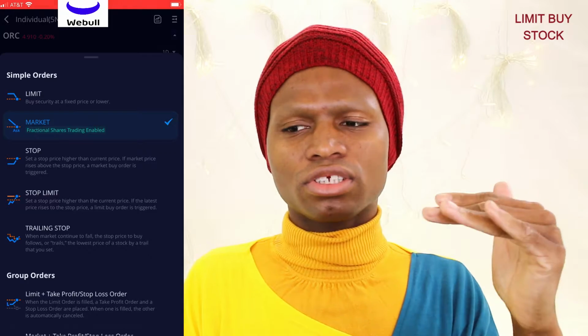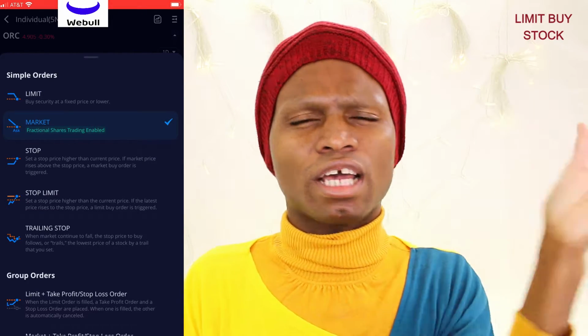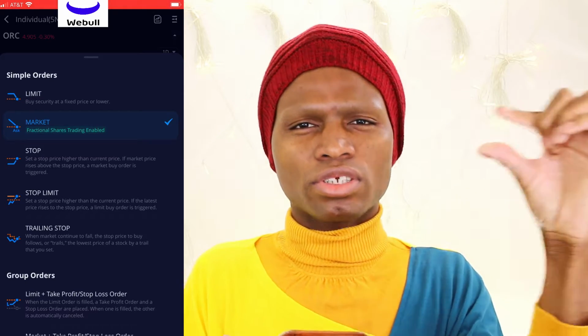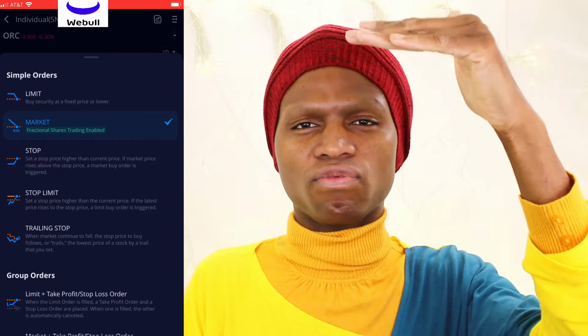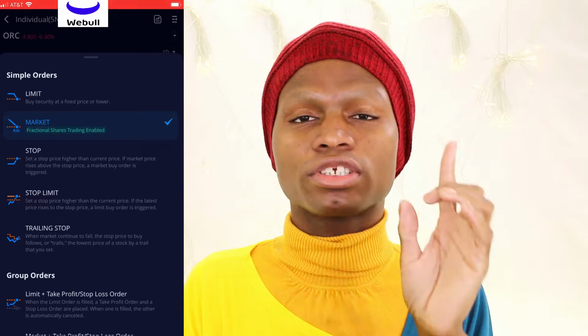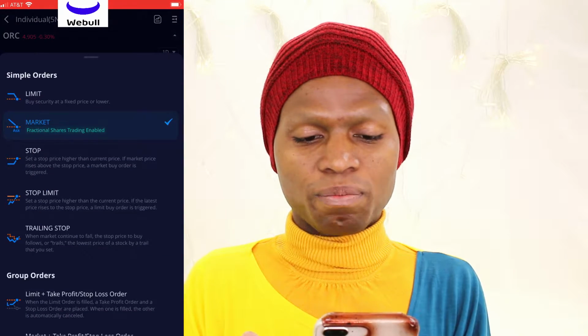So if the market continues to fall and you decide, okay, if the market falls to a certain point, sell all my stocks off, you put the particular amount of stocks you would like to sell and then put the price, and once the market falls to that price, you just sell out. This is what you use to prevent what we call stop loss, okay? But today we are doing limit buy, okay?